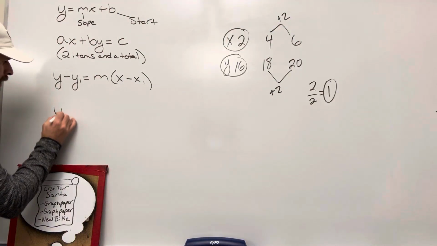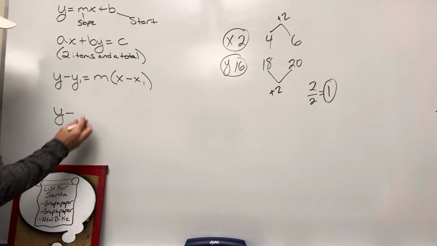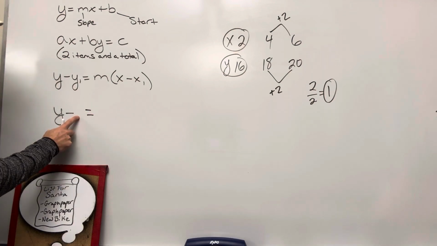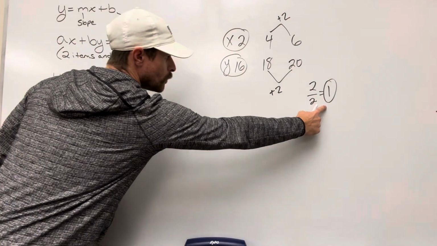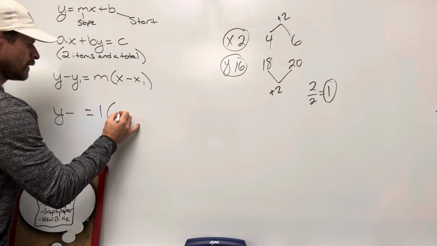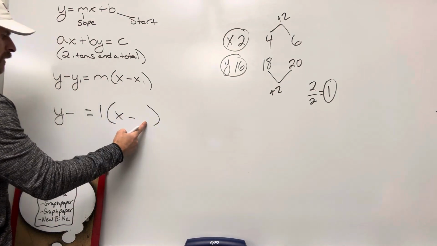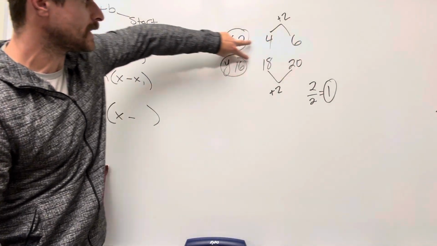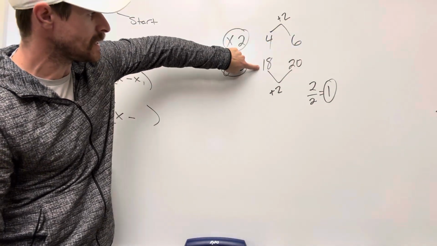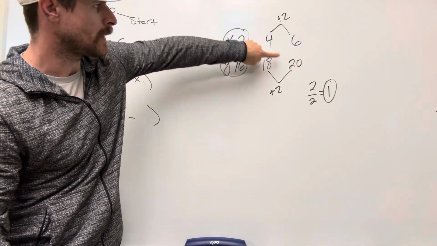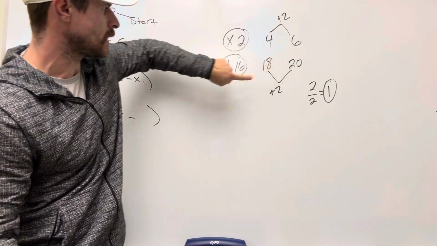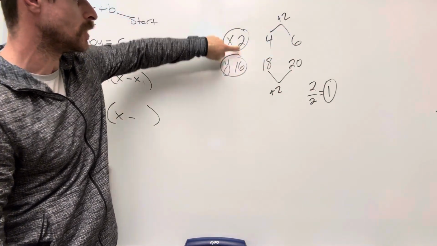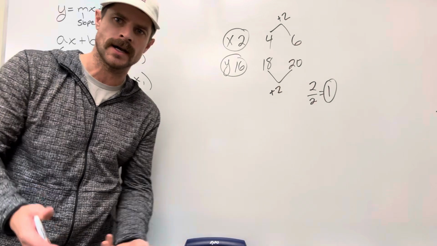So I'm going to start writing this equation out. I'm going to say y minus, I'm going to put an equal sign there and leave that empty for the time being. Slope is 1, so I'm putting a 1 in. x minus, now I need to put a number in here and a number in here, and I can steal that information from any of these numbers. Now, if I use 18, I'm going to have to use 4. If I use 20, I'm going to have to use 6. If I use 16, I'm going to have to use 2. So just make sure you're using corresponding points.